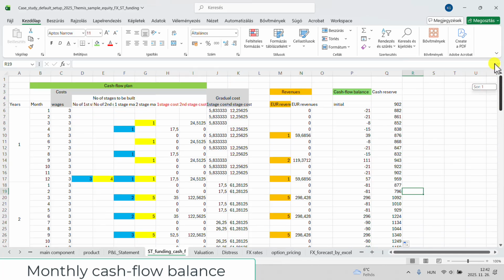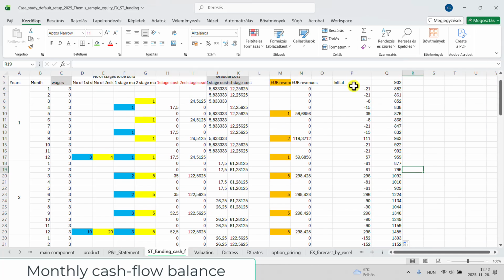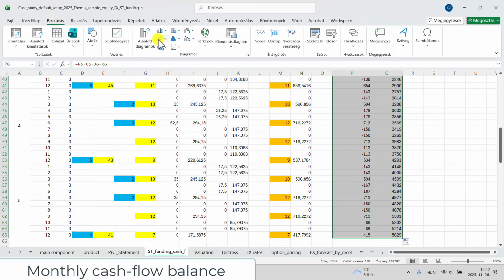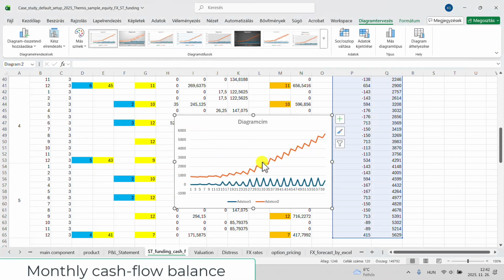Did I delete my beautiful... Oh, I deleted my beautiful graph. Then let's bring them back. So it now goes up.